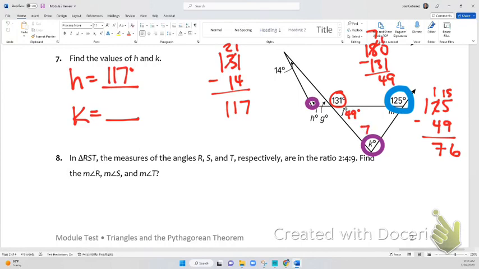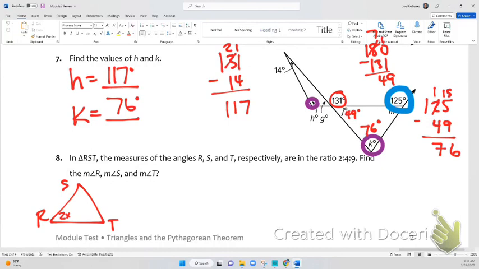So that means that angle K is going to be 76 degrees, and that's how you would do that one. For number 8, it says in triangle RST, the measures of the angles R, S, and T, respectively, are in the ratio 2 to 4 to 9. So if I draw and put angle R, S, T, we don't know what R is, but we know that the ratio is 2 to 4 to 9.